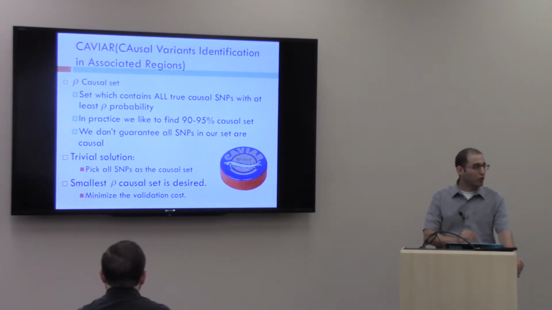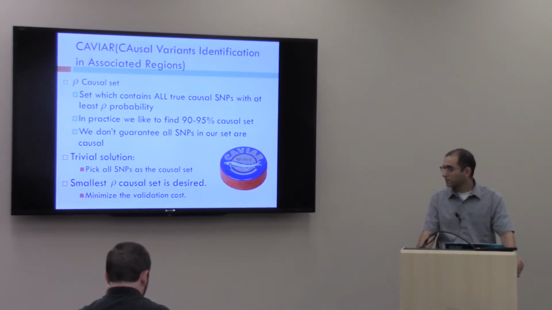Among all the rho causal sets, you want to find the smallest set. And the reason is that this will minimize your validation cost as well. And it's kind of intuitive. You assume that there are very few causal variance in a region, compared to there being too many causal variance.